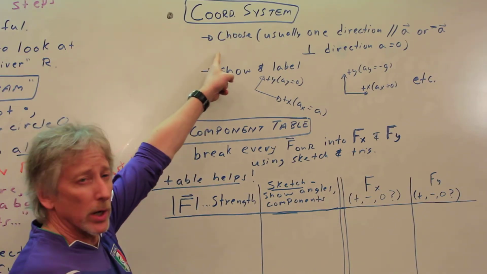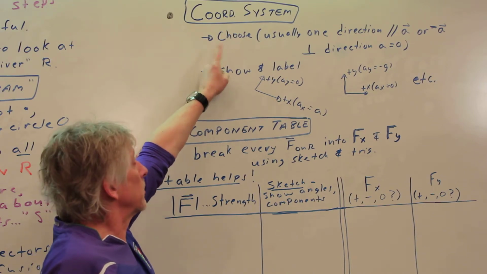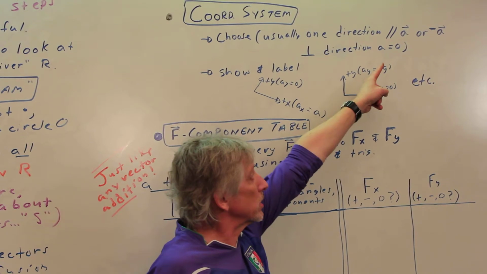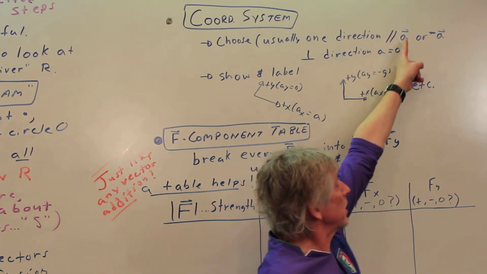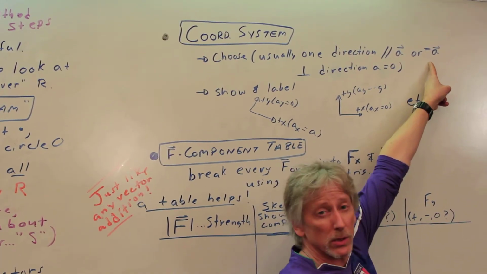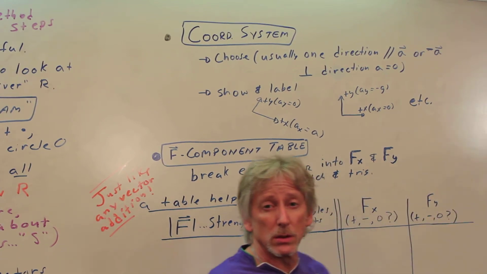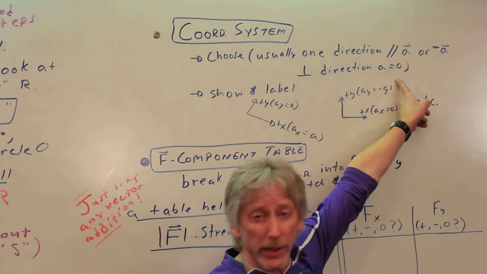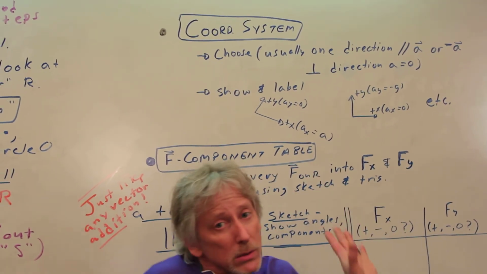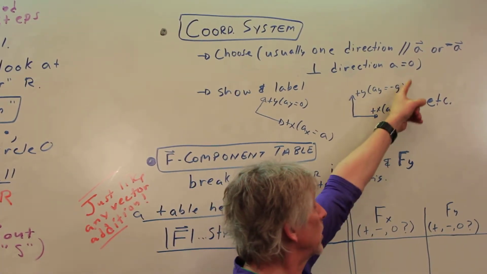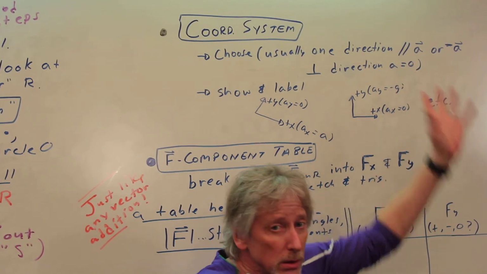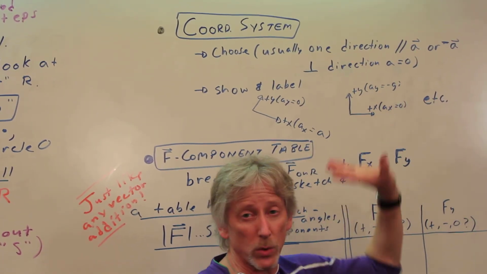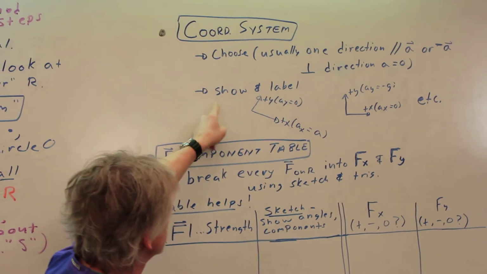So how do you do it? A good guideline, in most cases, if not all, is that you usually choose one direction parallel to the acceleration, or opposite to the acceleration, negatively. And then the perpendicular direction, a is 0, and I'll show you why. Now, not always. You can do it otherwise. Then a would have components, an a_x and an a_y. But in this case, you've only got acceleration in one direction and 0 the other way. So for example, show and label that.